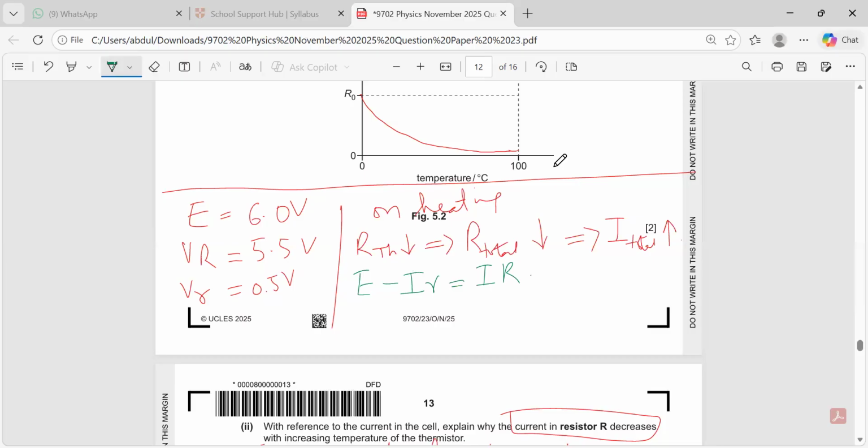Now, as current is increased, I'm writing again 6 minus, before this was 0.5, now as current is increased, let it be 1.25. So that will be equal to I R, that is V R. So what will be V R now? It will be 4.75 volts. So it means this V R is decreased.